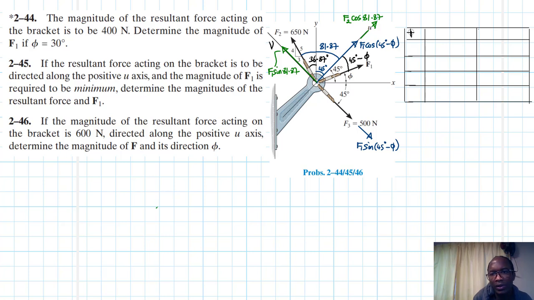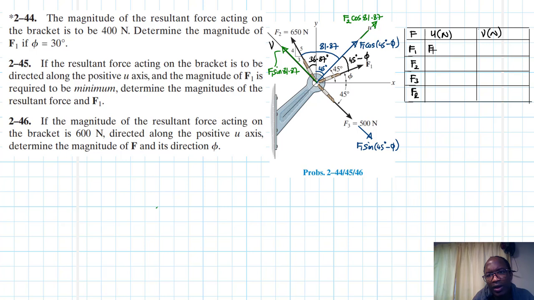So there we go. So this is going to be F. And then we have U. The units are newtons. Then we have V. The units are newtons. Then we have F1, F2, F3 and the resultant. So let's write down. So what is F1? F1, what have we been given? That's what we are looking for.